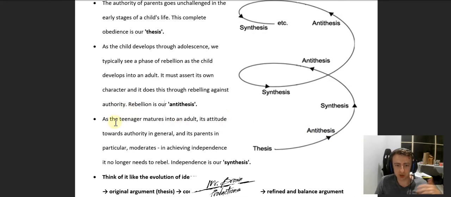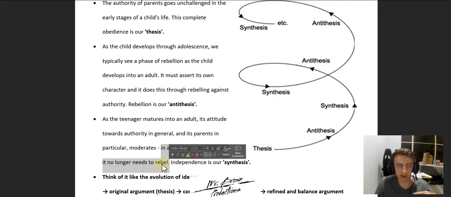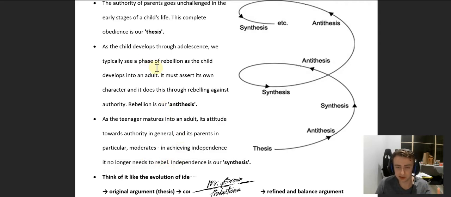But as the teenager matures into an adult, and they've been an adult for a while, their attitude towards authority in general changes, and particularly towards their parents, it moderates. So by achieving independence, they don't need to be a rebel any longer. They don't need to fight against the rules. They realize that there are some elements of their parents' authority that were correct, but they also understood the value of their own opinion. And that independence is your synthesis. Okay? And then you could argue the antithesis again is that as you become a parent, you know what's best for your kid, and then you can sort of see how it starts again.